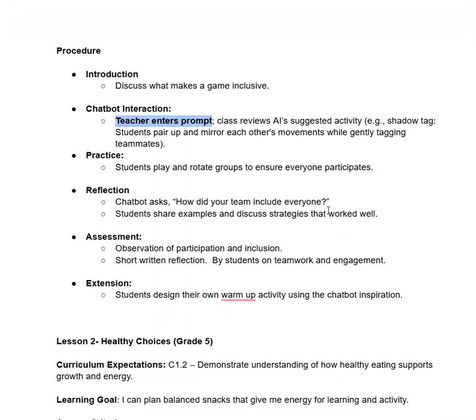Okay, now you need more detail with this. I don't know if you've run lessons, but you're going to need it. However, the core is here. And they do a short written reflection here.